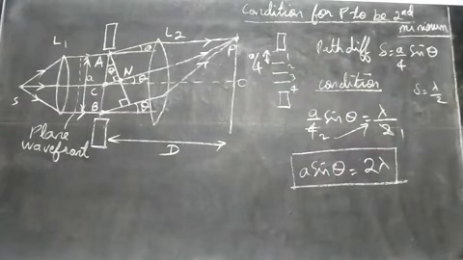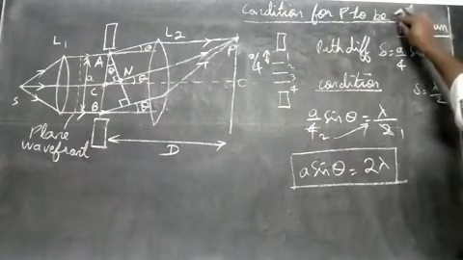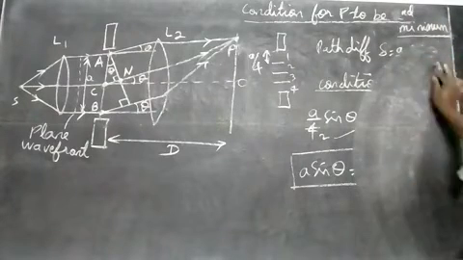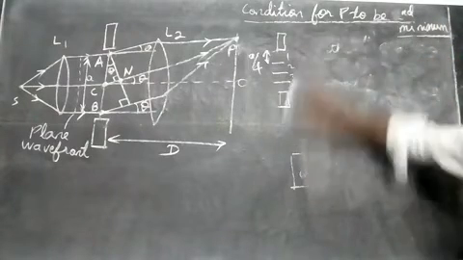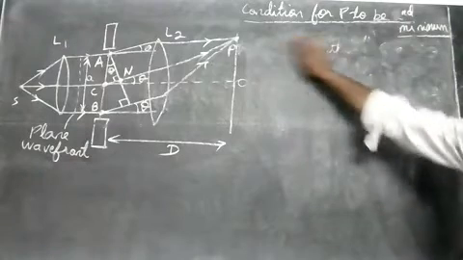Similarly, we'll see it for the third dark fringe. Let me erase this now. So the condition for point P to be the third minimum.